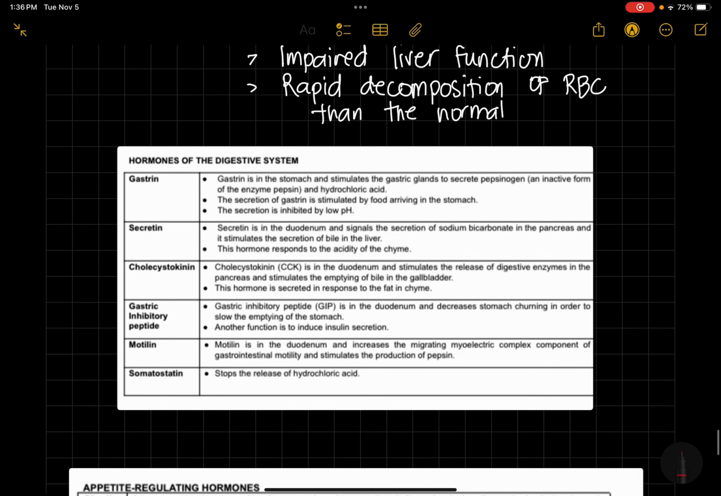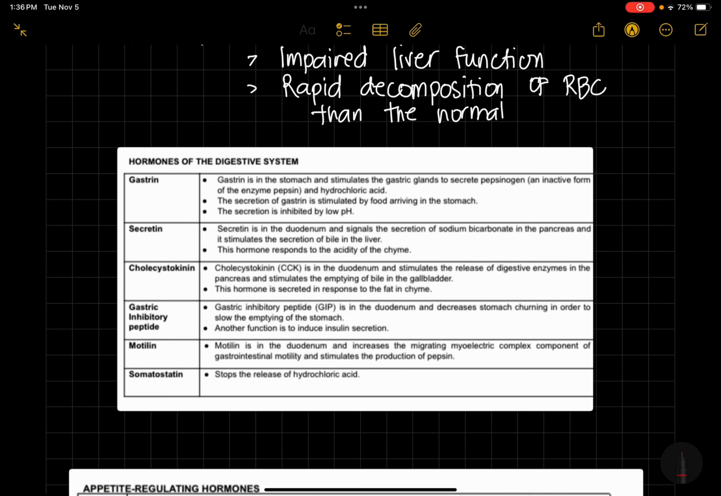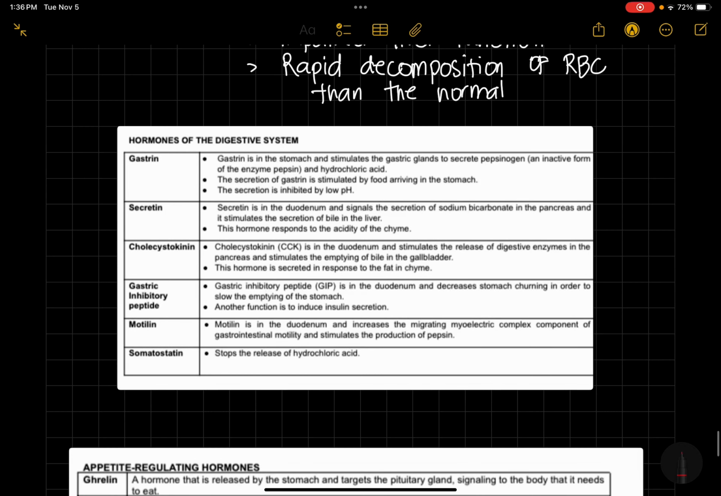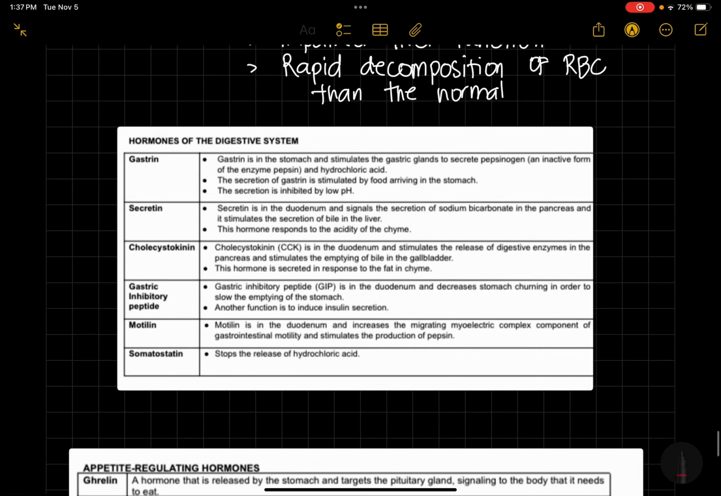We have hormones of the digestive system. We have gastrin. Gastrin is in the stomach that stimulates the gastric gland to secrete pepsinogen and HCl. The secretion of gastrin is stimulated by food arriving to the stomach, and the secretion is inhibited by low pH. Secretin. Secretin is in the duodenum and signals the secretion of sodium bicarbonate in the pancreas, and it stimulates the secretion of bile in the liver. This hormone responds to the acidity of the chyme.